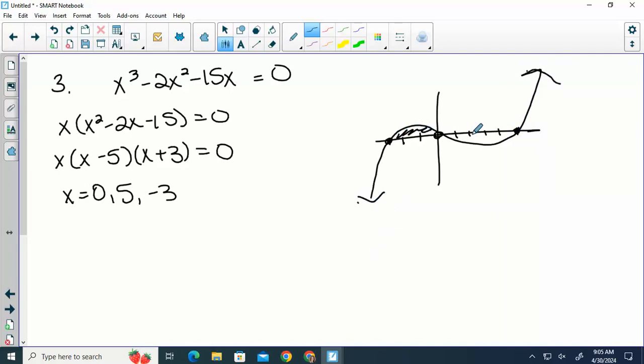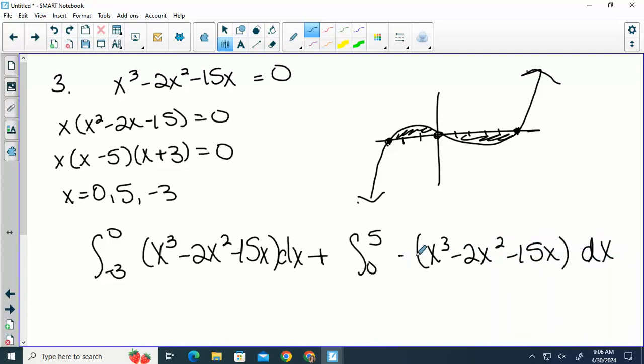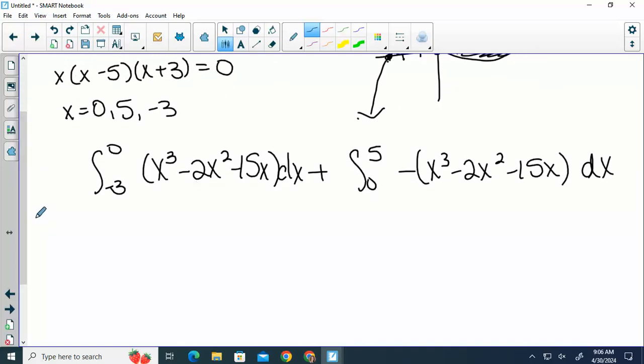I'm wanting those pieces. But if I just integrate from negative 3 to 5, it will do this as a positive and subtract off that, and that's not what I want. So we need to go from negative 3 to 0, and then we'll go from 0 to 5. From negative 3 to 0, the curve is on top of the axis, so we can just go like normal. From 0 to 5, it's below. So if I integrate this, I will get a negative. So what do we have to do about that? All right, we're going to do the opposite of that to make it a positive.